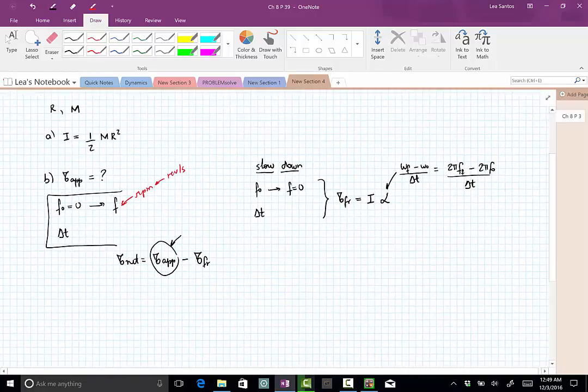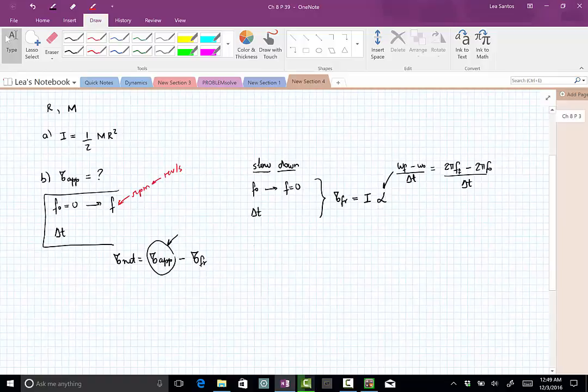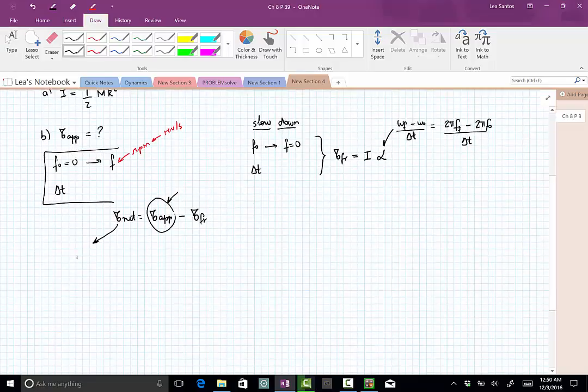Let's come to the net torque. The net torque we can also find using the same pieces of information. The net torque we can compute by using the moment of inertia and the acceleration. The acceleration here will be obtained from these two frequencies, therefore these two angular velocities and the time. Once I have the net torque and the friction torque, we'll then be able to find the applied torque.